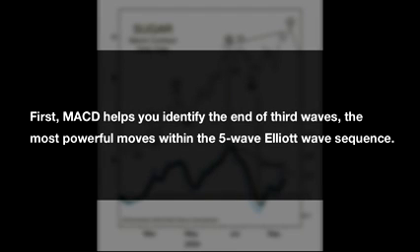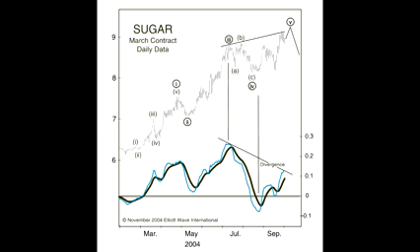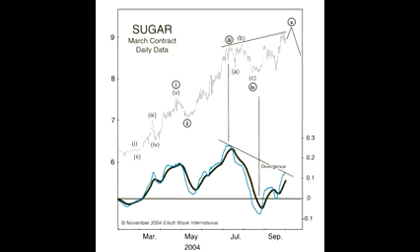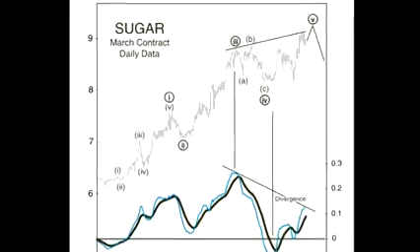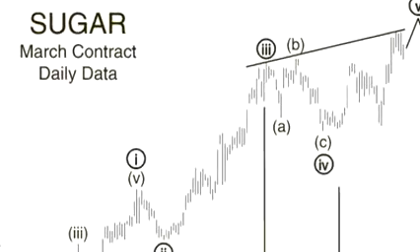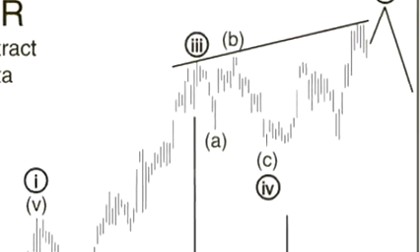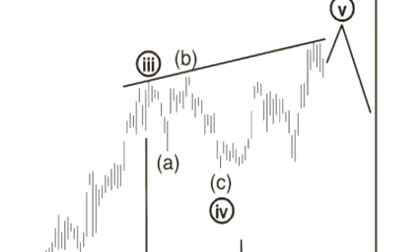First, MACD helps you identify the end of third waves, the most powerful waves within the 5-wave Elliott wave sequence. Often, an extreme reading in MACD will correspond to the extreme of wave 3. Here's an example of that in sugar futures. You can see how a peak in MACD is in line with the top of wave 3. Then MACD pulled back to 0 in wave 4 before turning up higher in wave 5.